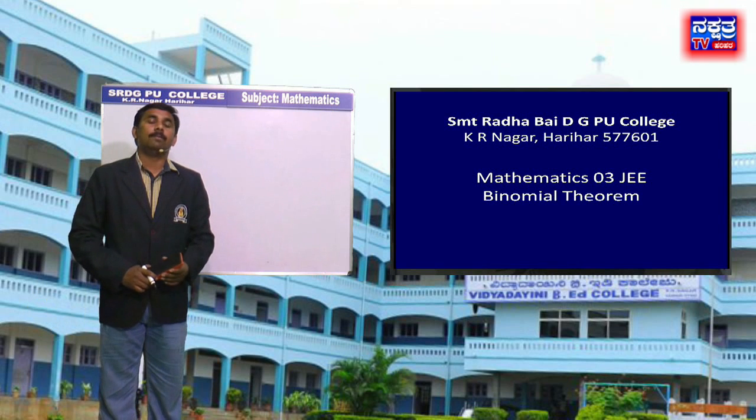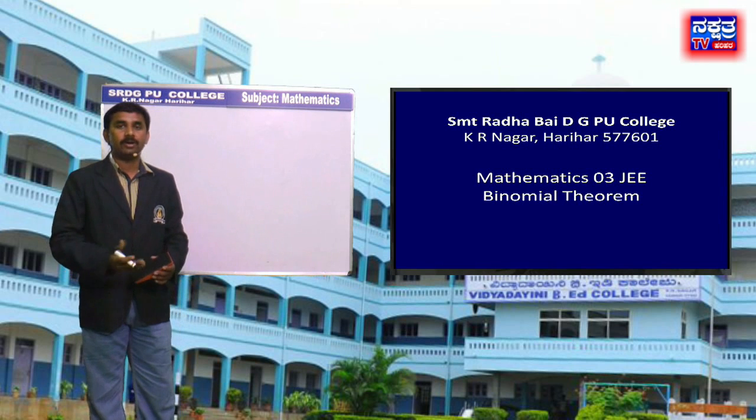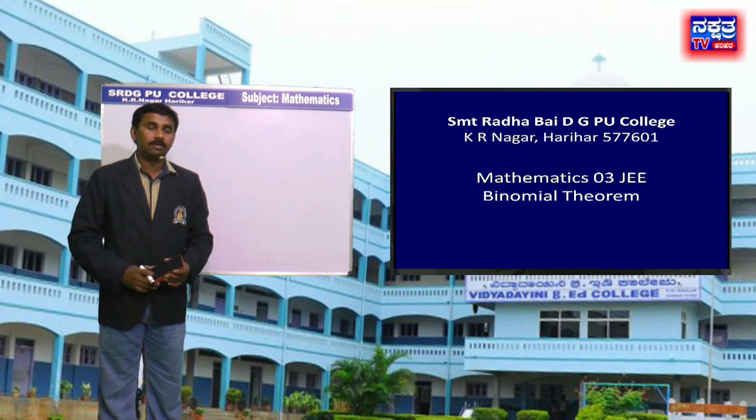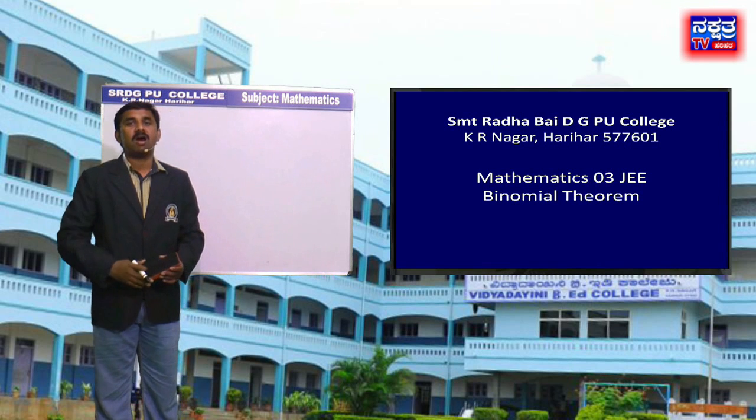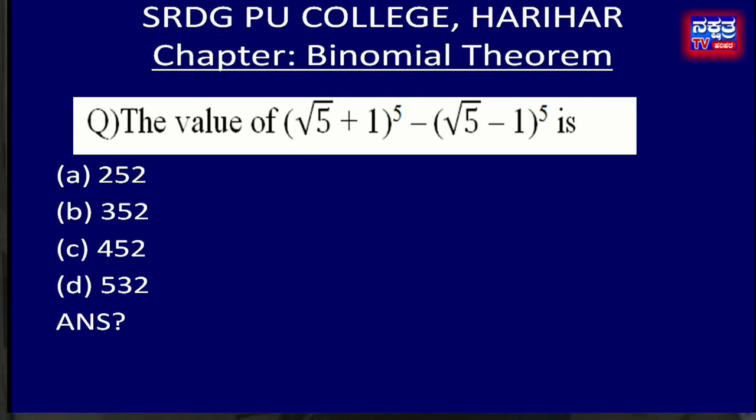We came with binomial theorem. So today we are going to discuss the important concepts in binomial theorem. Watch the first question on the screen. The value of (root 5 plus 1) whole power 5 minus (root 5 minus 1) whole power 5 is: option A 252, option B 352, option C 452, option D 532.